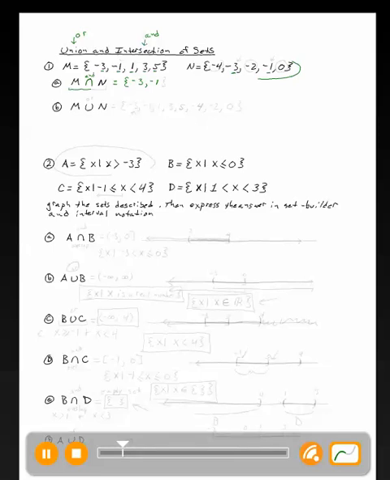So M intersect N just consists of two elements, -3 and -1. There's only two elements that are in both M and N.